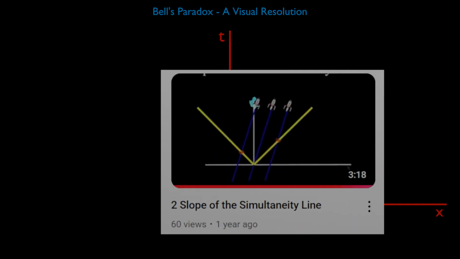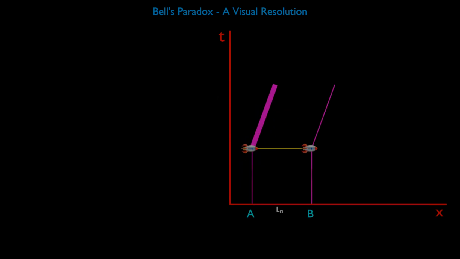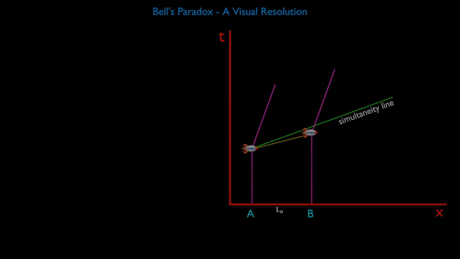Recall from this video that lines of simultaneity have slope equal to the velocity delta v, which can be found by reflecting the rocket path about the 45-degree line. So it can be seen from the diagram that rocket B must change its speed later than rocket A.